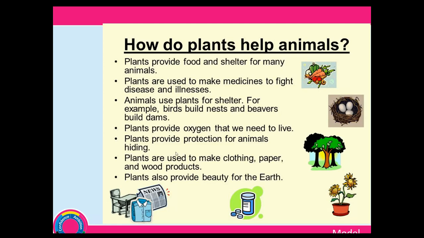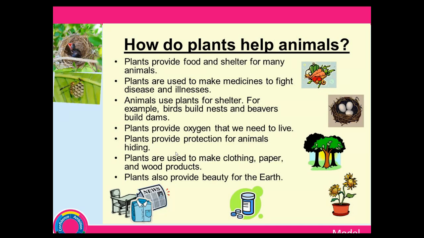Plants provide protection for animals hiding. That is interesting. When animals are hunting, sometimes they hide behind bushes. I'm going to show you that shortly. Plants are used to make clothing, paper, and wood products, and plants also provide beauty for the earth. So these are some of the uses of plants to animals. This is an example of how birds use plants for shelter. They build their nest there. This is an example of a bee or an insect building its own hive in the branches, at the back of a leaf.